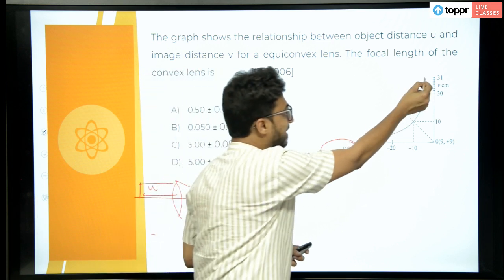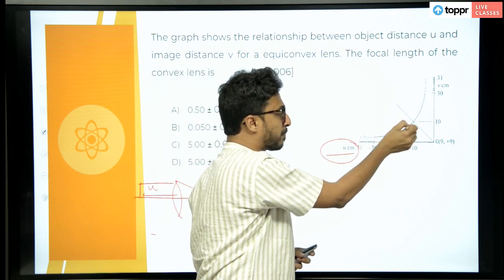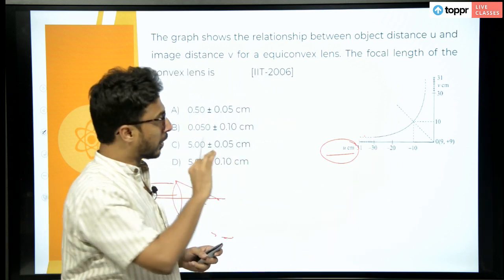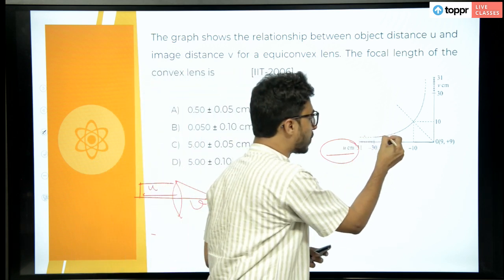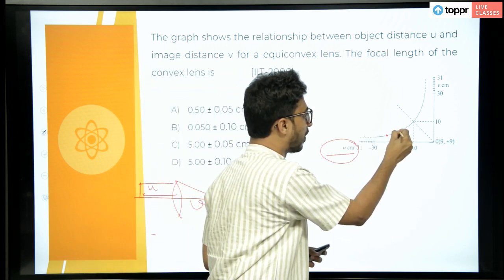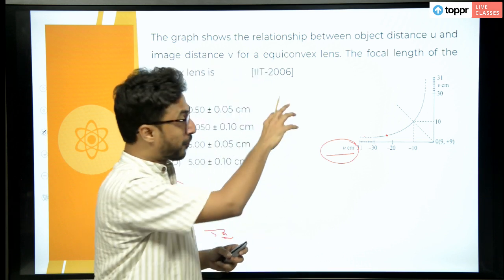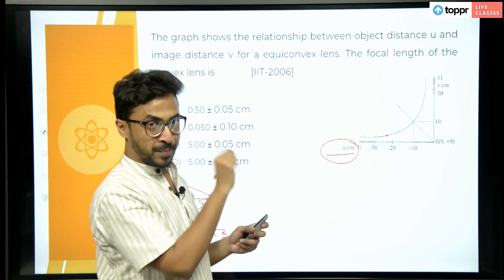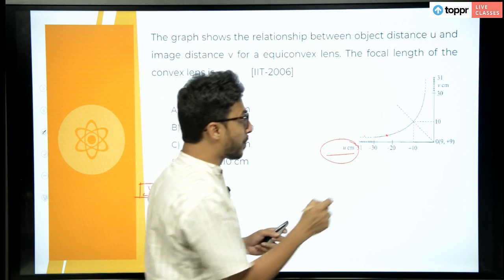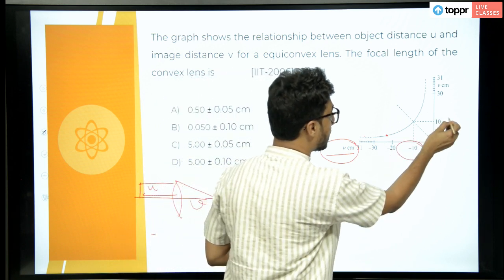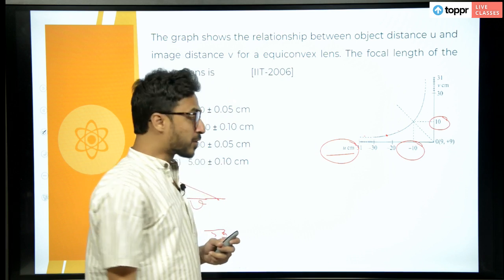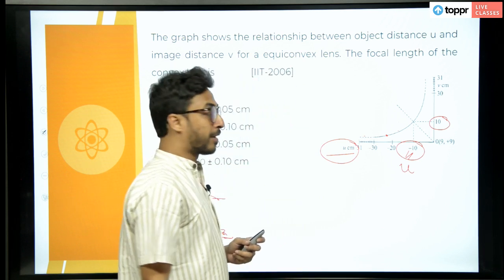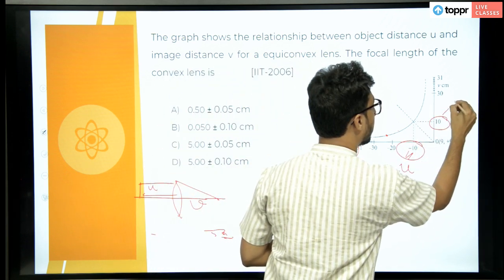And as it is a curve, if we can measure every point, we can find a pair of u and v. So every point will give rise to a pair of u and v. But from this graph, it will become very difficult to note every point and mark. But there is one point which is marked. See this. When u equals minus 10, v is 10.